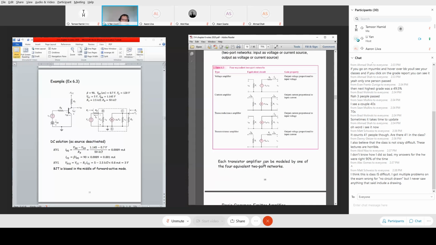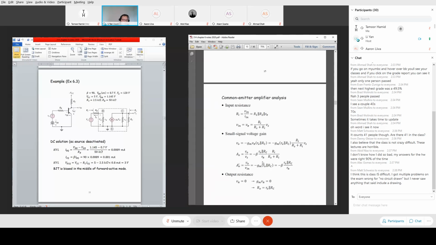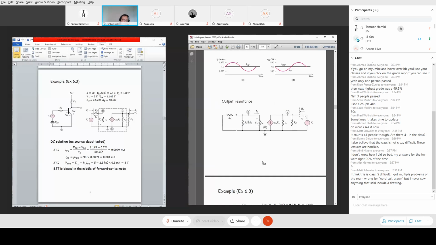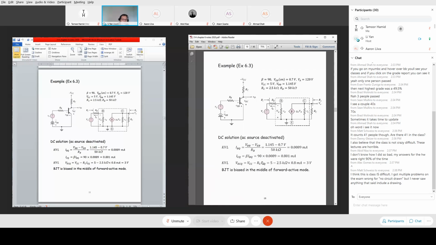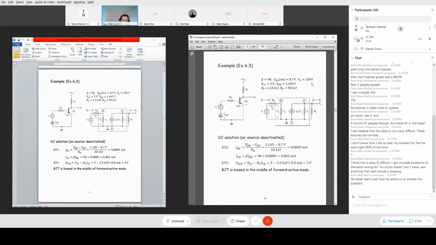Next we go to the example. This is illustrated here. This is an example I take from the textbook, exercise 6.3. The left is the circuit. The upper right gives the circuit's parameters: beta equal to 90. This is a PNP transistor, so VEB on is equal to 0.7 volts. And the early voltage is 120 volts.